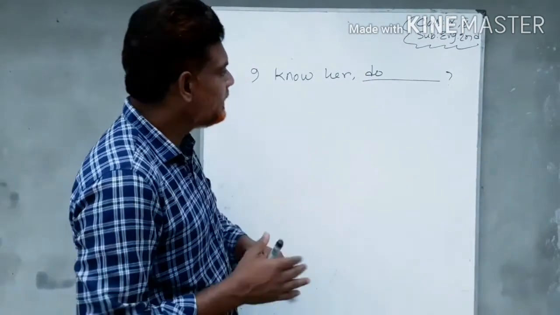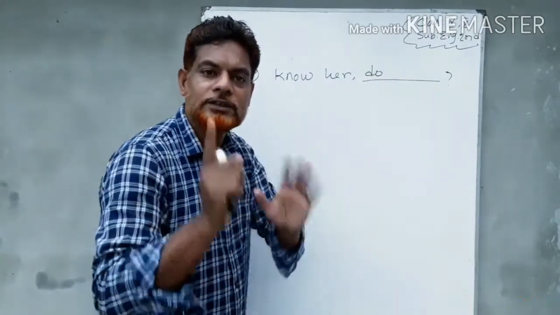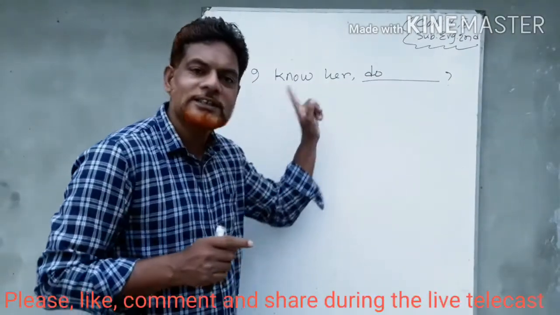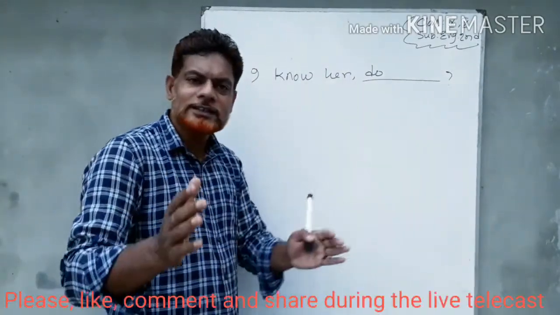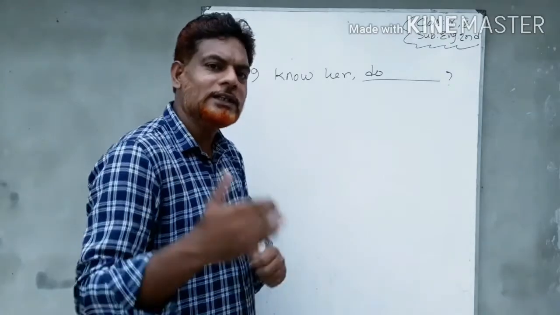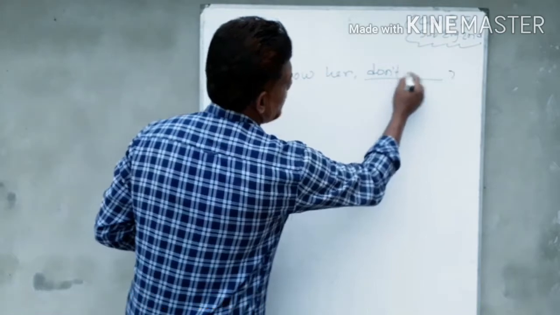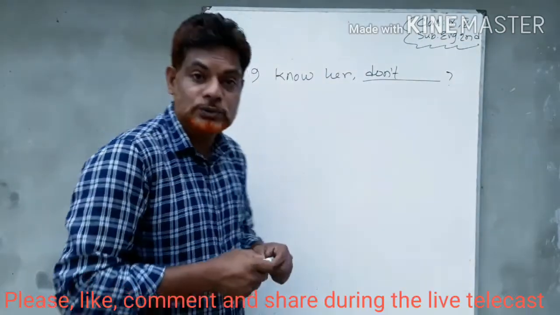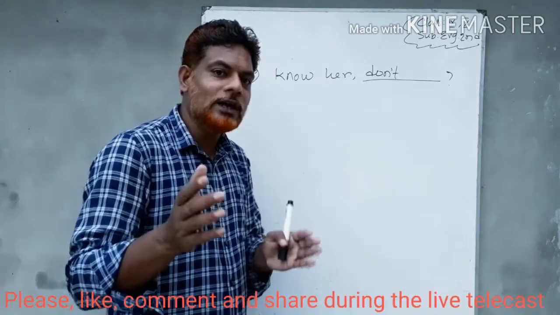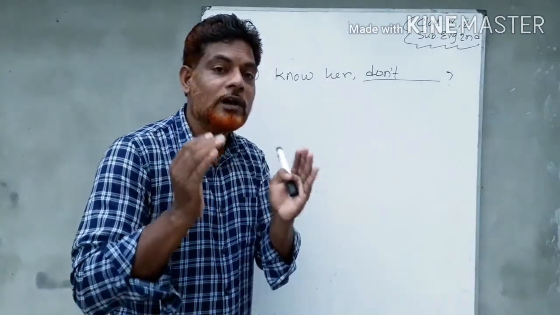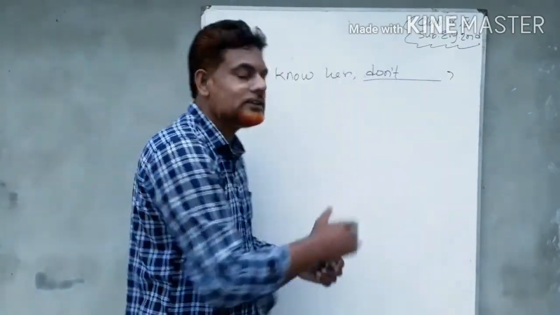Then we have to think whether the tag question will be affirmative or negative. It will depend on the statement. If the statement is affirmative, the tag question will be negative. You can see, I know her. This sentence is affirmative. That's why the tag question will be negative. So we have to use apostrophe T with do. And again, I would like to remind you that you have to write the contraction form of the auxiliary verb in the tag question. That's why I have written don't.